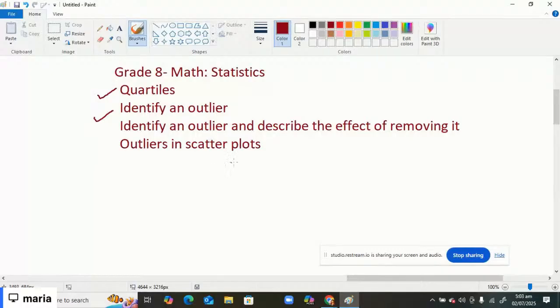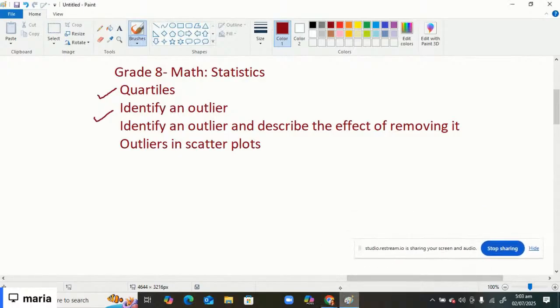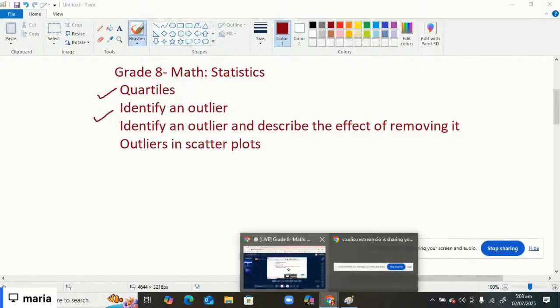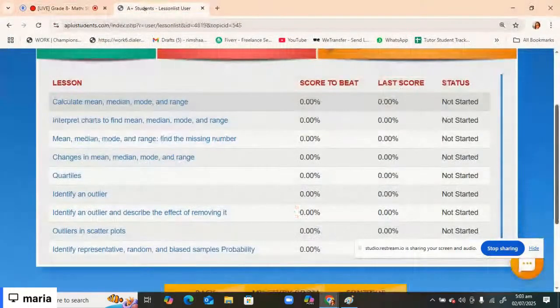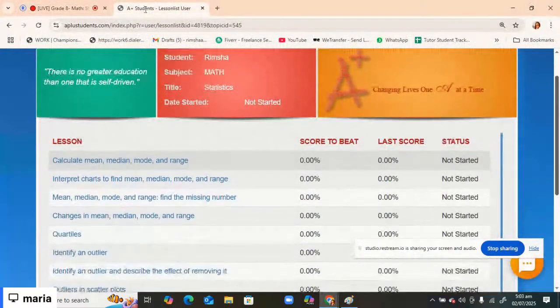You can find all the lessons on aplusstudent.com. You have to log in using the email and password provided by the administrator. Select math from the subject tab, scroll down to the grade 7 section, and here is the list of chapters. Then select the chapter Statistics.